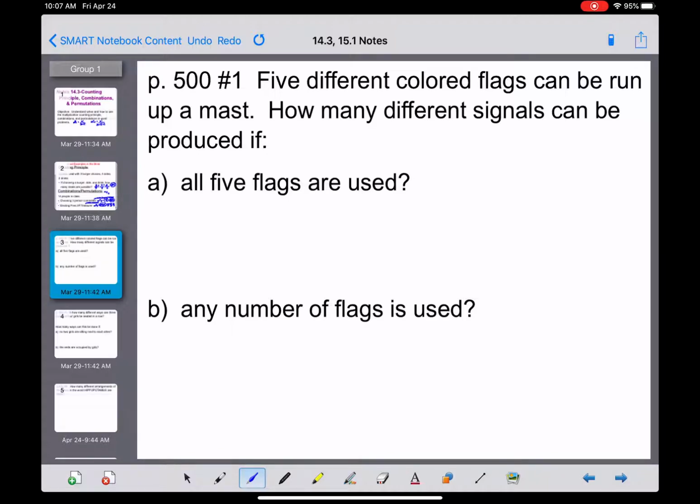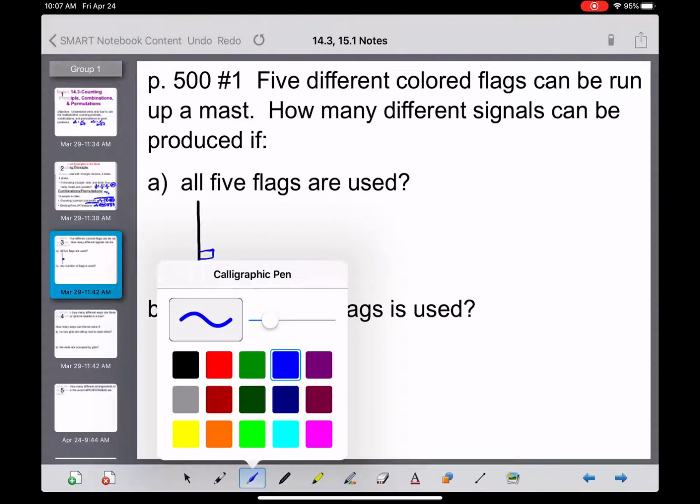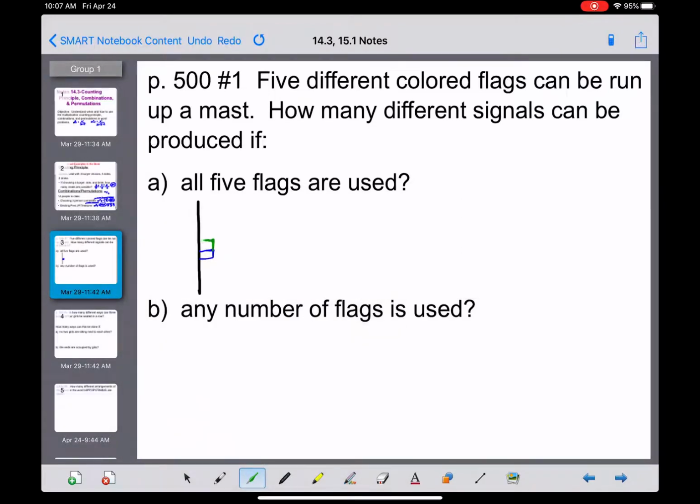We have 5 different colored flags that are run up a mast. How many different signals can be produced if all 5 flags are used? Again, visualize what's going on. I'm not an artist, but the idea is we have a flagpole here, and these 5 different flags are going up this flagpole.